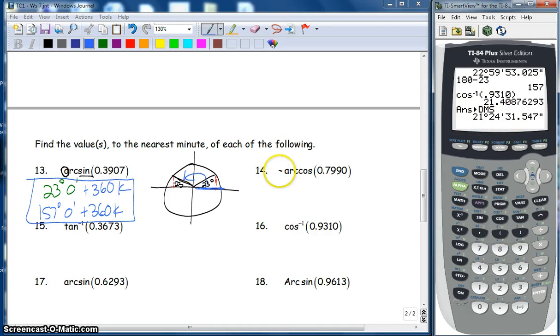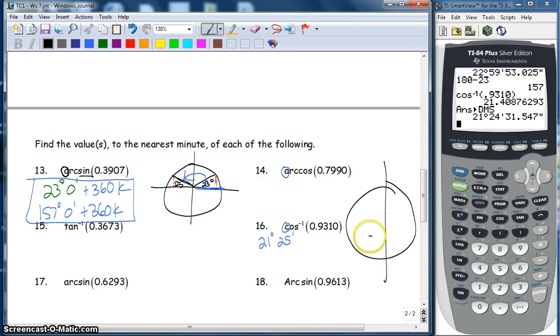So our first angle, and again, little arc means we need all the solutions. Actually, we're on this one, little c. We get 21 degrees, and we get 25 minutes. Okay, so that's our first angle. Let's look at that on the unit circle. I'll do the circle over here. 21 degrees is about right here, 25 minutes.